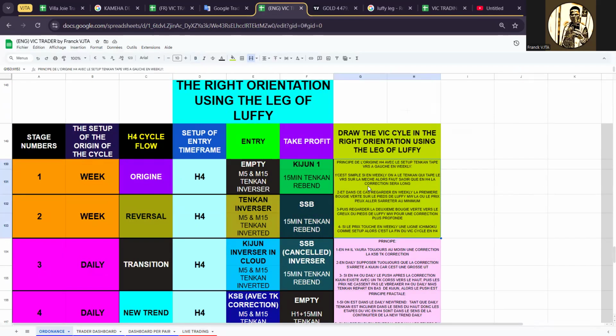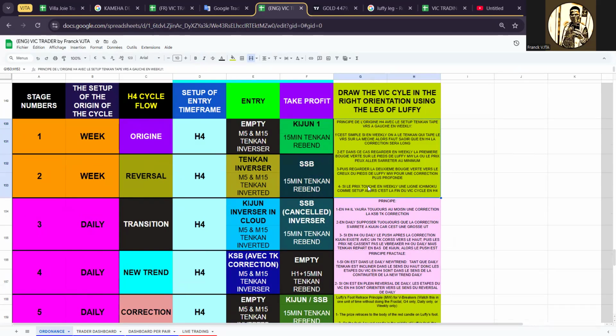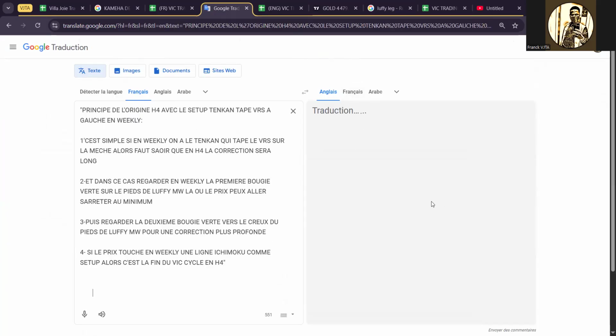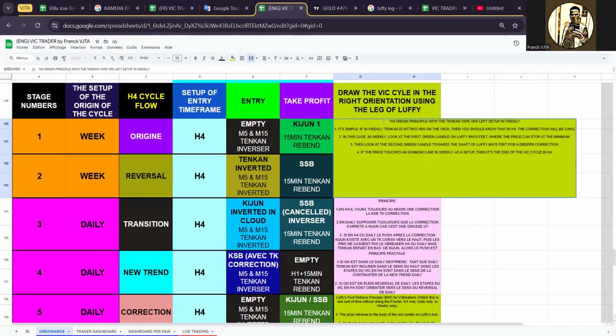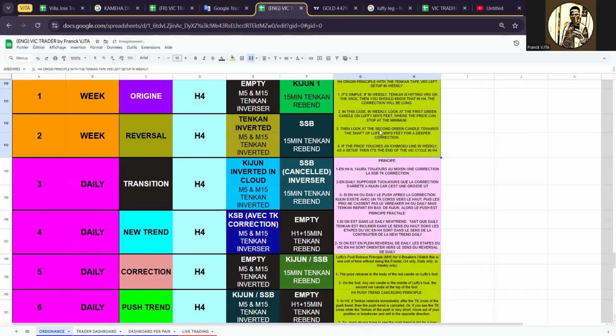Let's talk about one principle that I call Tenkan inverse on weekly. Let's talk about this principle.